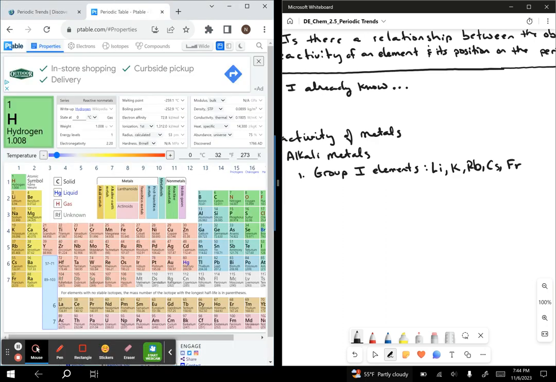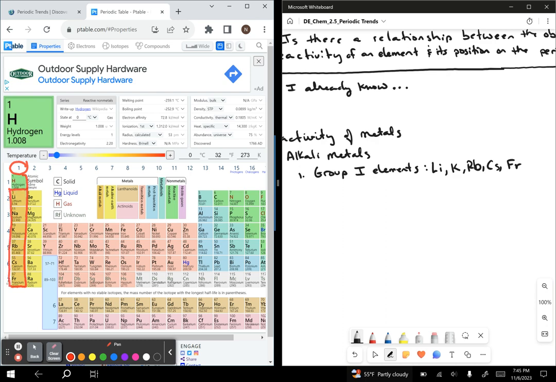And if we're looking at the periodic table here, just to refresh ourselves, this is what we're talking about. We're talking about group 1, not including hydrogen. We should probably, let's see if I can get an eraser here. Not including hydrogen.